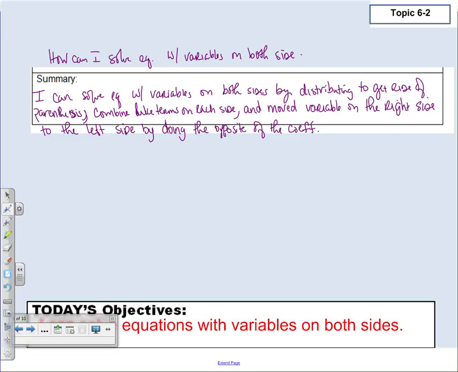So in summary again, I can solve equations with variables on both sides by distributing to get rid of parentheses, combining the like terms on each side, and move the variable on the right side to the left side by doing the opposite of the coefficient. That concludes our topic for today, 6-2.